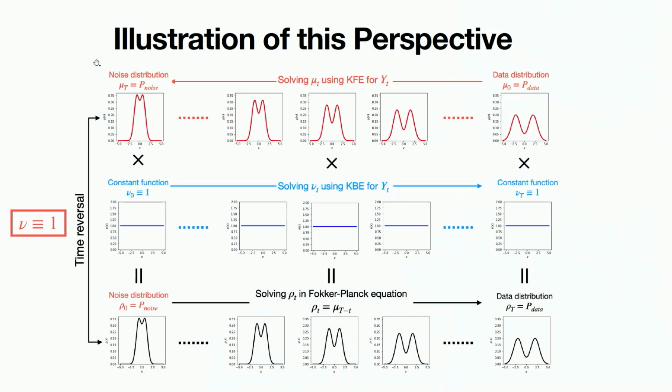From this perspective, I've already shown you some similar figures like this, but for the diffusion model, the first row, solving mu, is like generating data by adding noise. Mu is the density function of that kind of samples. And solving nu is like, nu is always constantly 1 for the diffusion model. And then doing inference is like solving the Fokker-Planck equation, which is rho, the first equation in the nonlinear system. Because of this constantly equal to 1 function nu, the first row and the last row are time reversals of each other. That's why in the diffusion model, you have this forward and reverse.